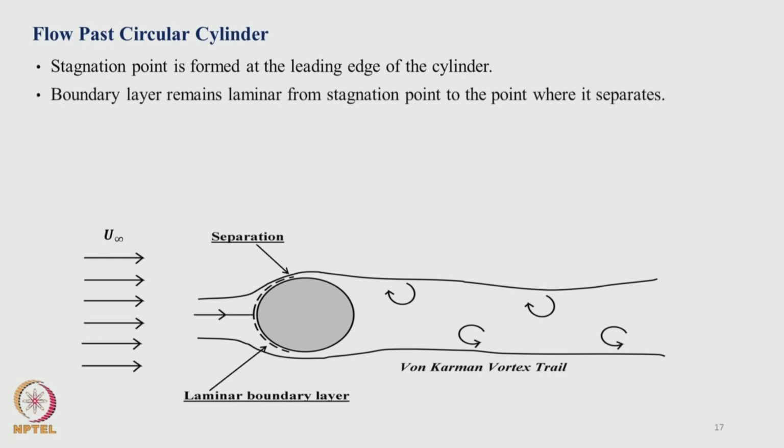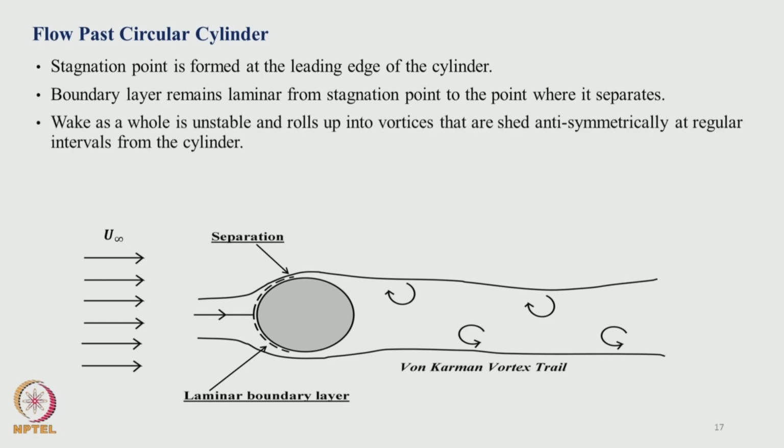and you can have a situation where there is a laminar boundary layer, transition and turbulent boundary layer, or it can be a laminar boundary layer, laminar separation, laminar wake, or you can have a turbulent wake. Wake is nothing but the flow region behind the geometry. So, that is what is marked here, and it is unstable, and there is shedding anti-symmetrically at regular intervals from the cylinder.